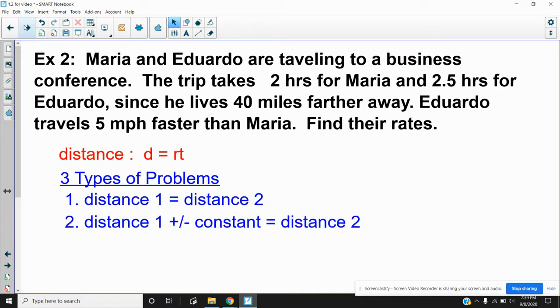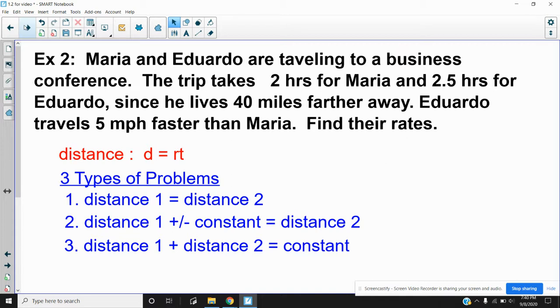Another type of distance problem involves taking one of the distances, I'm calling it distance 1, and adding or subtracting some number, just a regular plain old number called a constant, and setting it equal to the second distance. In other words, one of the distances is shorter or longer than the other distance. The third type of distance problem involves adding the two distances together to equal a certain constant.